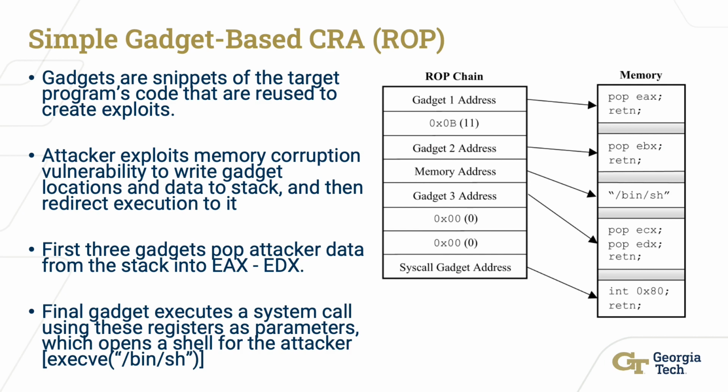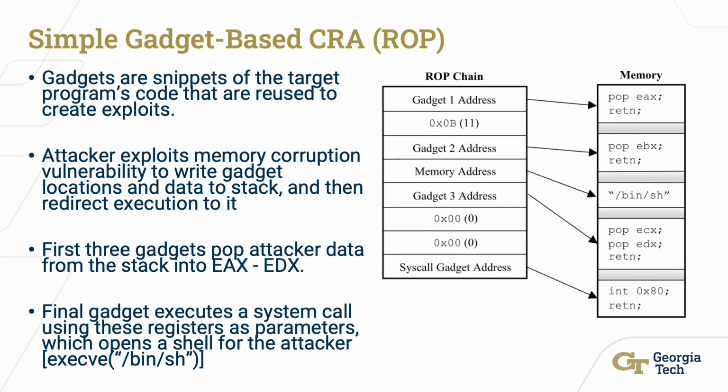Before we get into the details of our study, I'd like to take a moment to review some terminology and explain a simple gadget-based code reuse attack, in this case, a ROP exploit. First, gadgets are snippets of the target program's code that are used by the attacker to create exploits. Specifically, the attacker will exploit a memory corruption vulnerability and write a chain of gadget locations and data to the stack, and then they'll redirect execution to it.